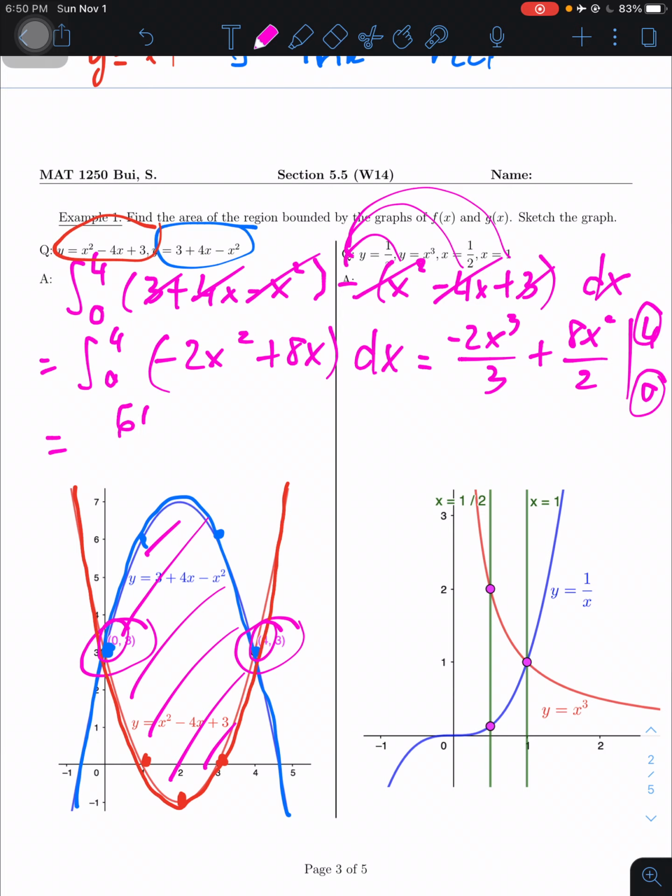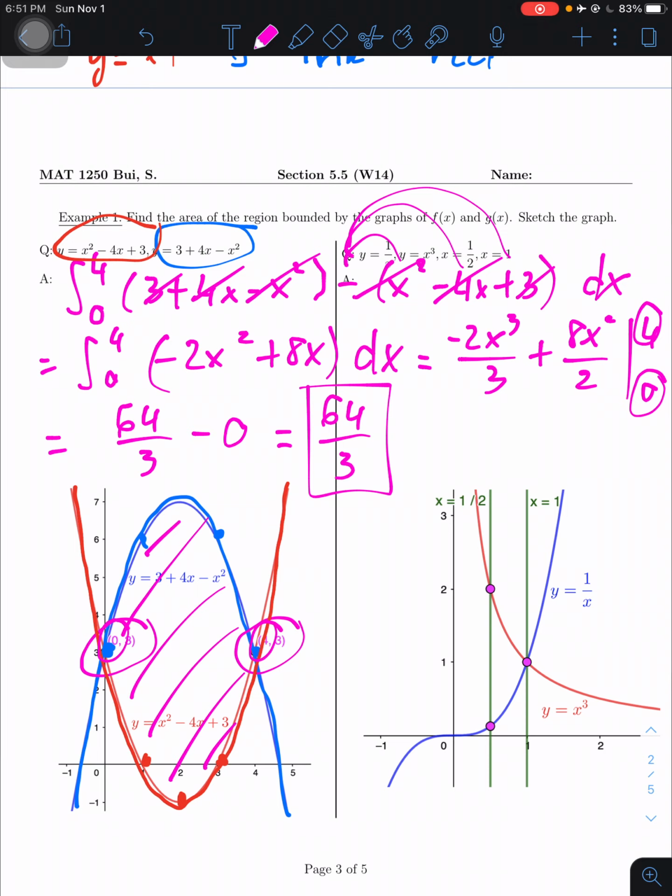Okay, so this one I'm going to skip forward to the calculator part. So it's going to be 64 over 3 minus 0, which is 64 over 3, and that is the final answer. Okay, so this one is the main work, like to find the 0 and the 4 in here. It's not given from the problem, obviously, right? But then there's two ways to do it.